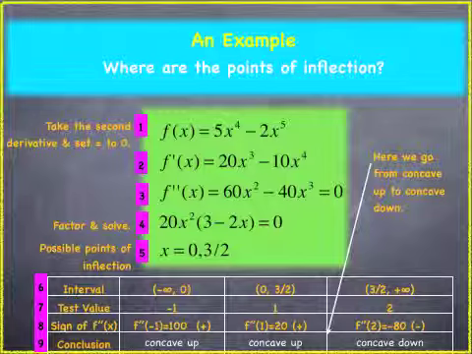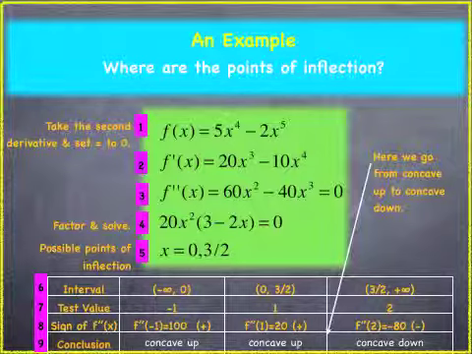So what we want to do is see what's going on with concavity around these x values. So we want to check to the left of 0, to the right of 0, to the left of 3/2, and to the right of 3/2. And if we go from concave down to up or up to down, then we know we have indeed ourselves an inflection point. Right now, these are just possible inflection points.